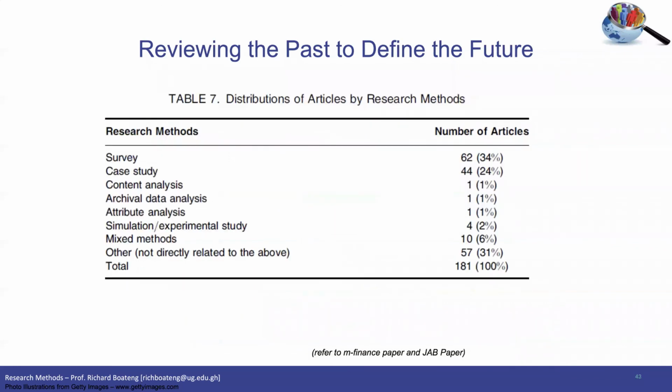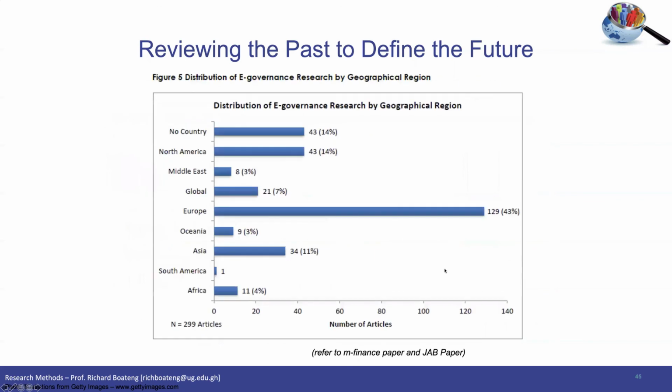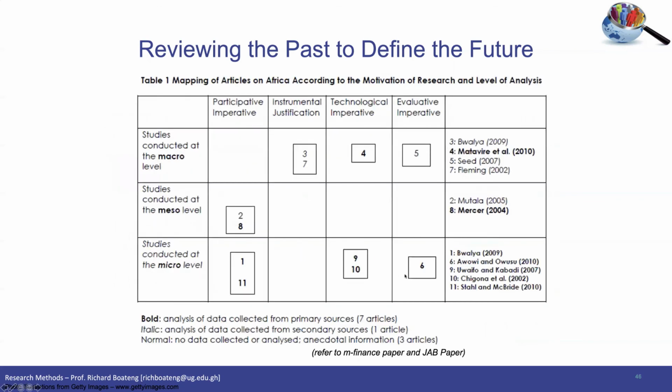Okay, so if you look at it here, survey 62%, case study 44%, content analysis. This is about the research method that was used. Simulation 4%, attribute analysis 1, mixed methods 10, no other method, nothing mentioned 57, 181. Okay. The geographic distribution, that one is easy for you to do. You can do it according to different countries.